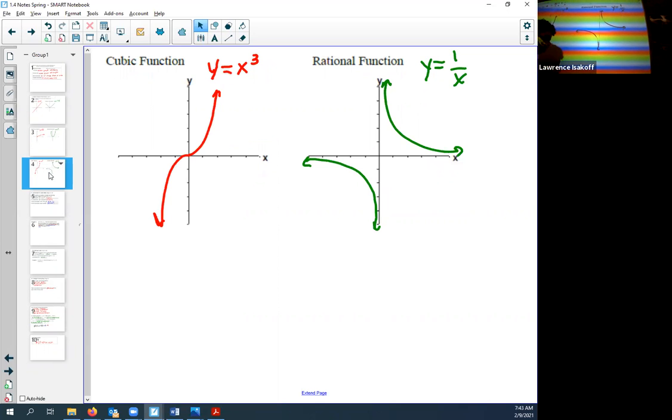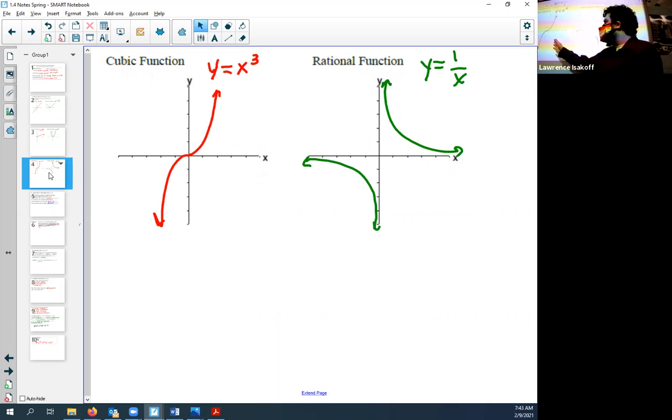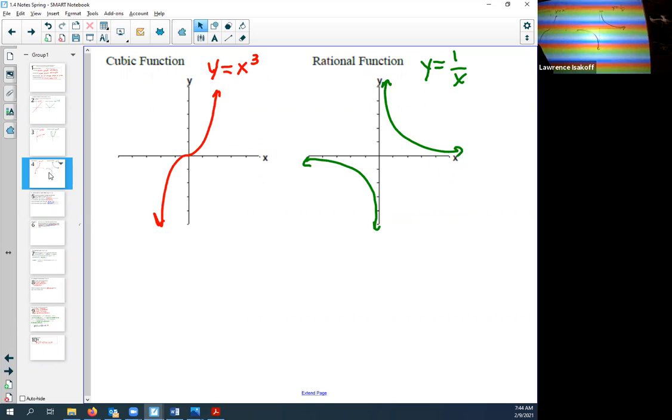A cubic looks like so. Y equals X cubed. We'll have this sort of S-like shape. And then a rational function. Rational functions, I know we haven't covered as much in the past, but it's not a big deal. We're covering them now, and we'll have a whole chapter on them. But this is what they look like.